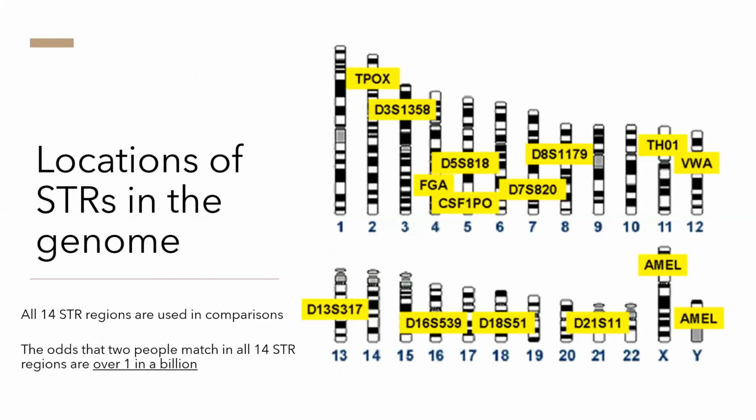In DNA profiling, we generally use about 14 STR regions when we're comparing suspects, and that's because the odds that two people match in all 14 regions are over 1 in a billion. So even if you're related, you're unlikely to match your mom or your dad 100% in these regions, which makes sense. But because it's highly variable, it's also equally unlikely to find similarities between two unrelated individuals. So it's a good way to match people to a crime scene.